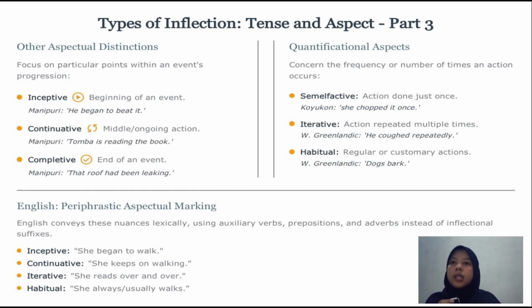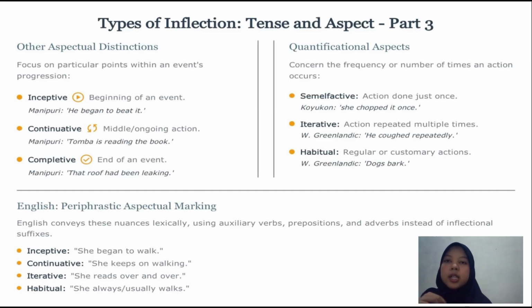quantificational aspect. This describes how often an action happens. The first one is simulfactive. Simulfactive describes an action that happens a single time and is completed quickly. For example, she chopped it once. This means the chopping happened only one time.